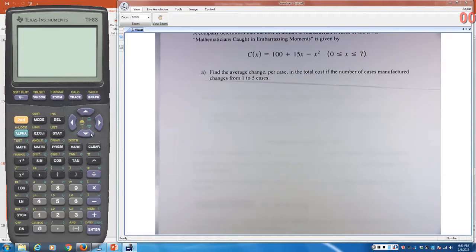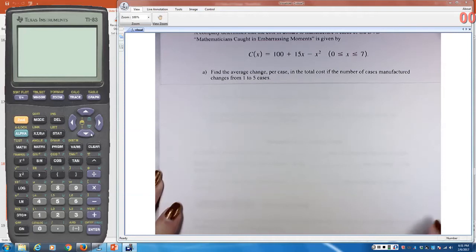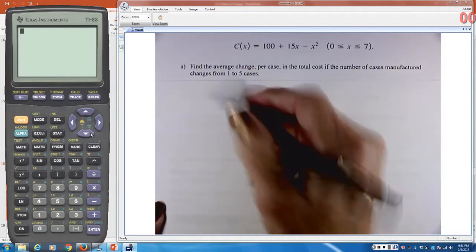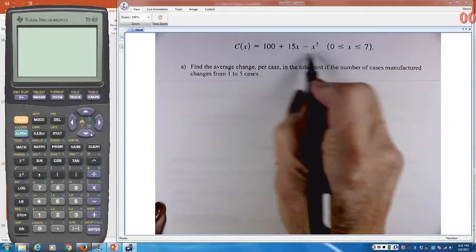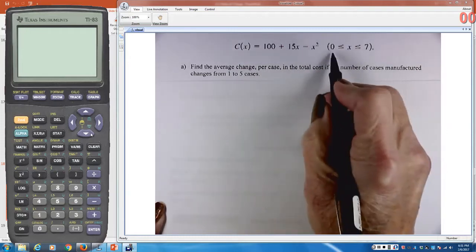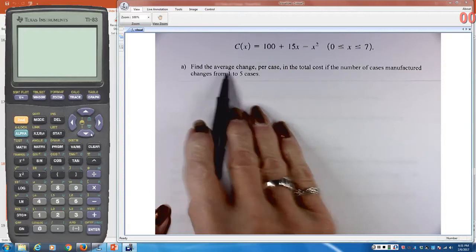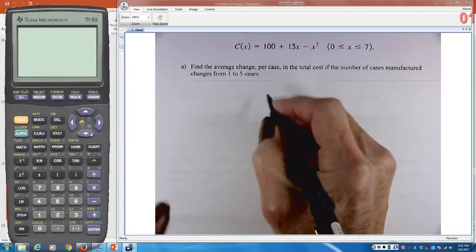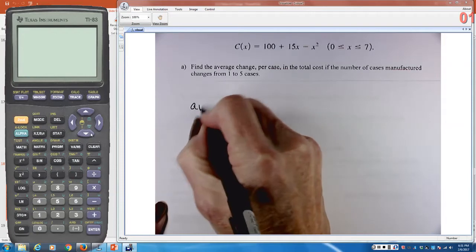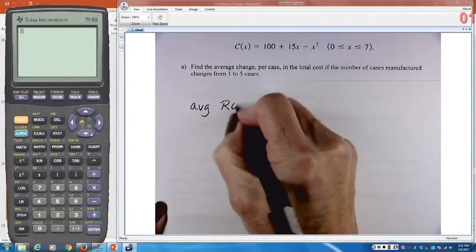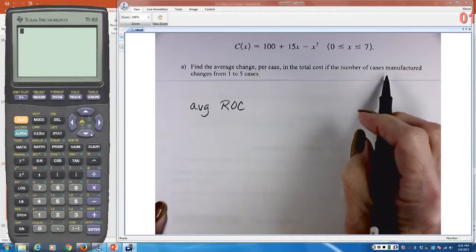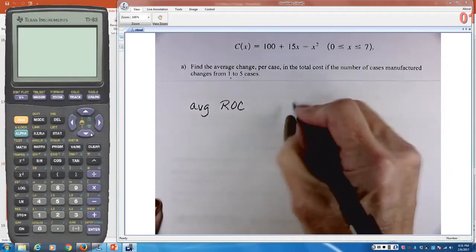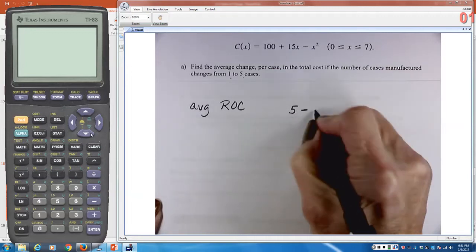So this is our cost function. Going to work on part A. C of x equals 100 plus 15x minus x squared, as long as x is between 0 and 7. We want the average change per case. So that's a rate of change, average rate of change, in the total cost if the number of cases manufactured goes from 1 to 5. So we're going to end up at 5 and start at 1.